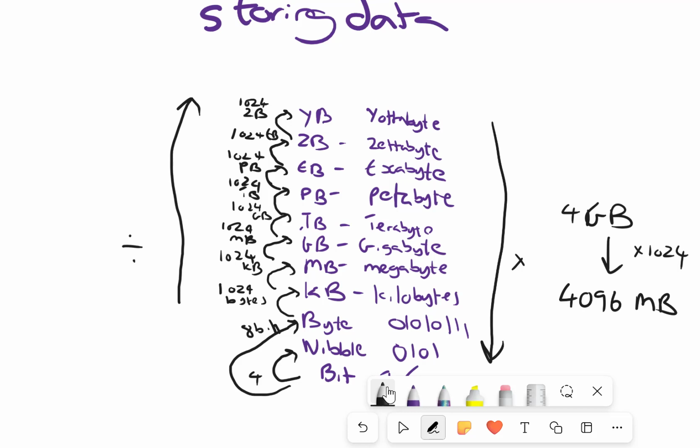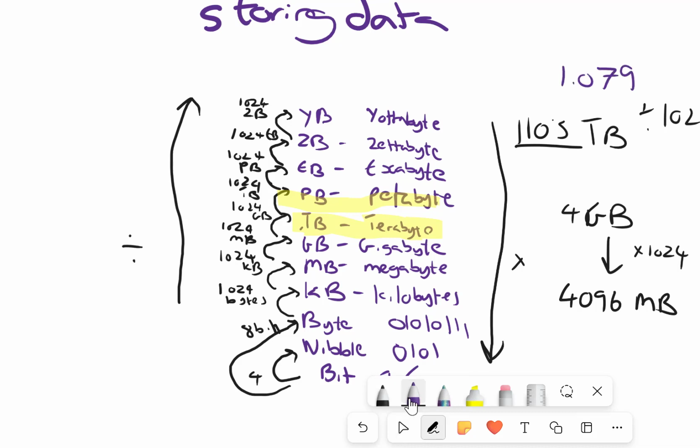If you wanted to work out how many petabytes are in, let's imagine we've got 1,105 terabytes. How many petabytes would that be? So we take 1,105 and we divide it by 1024 because we're going upwards. And that will give us 1.079 petabytes.